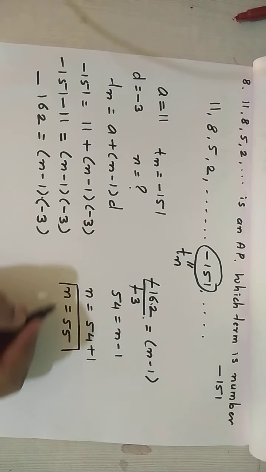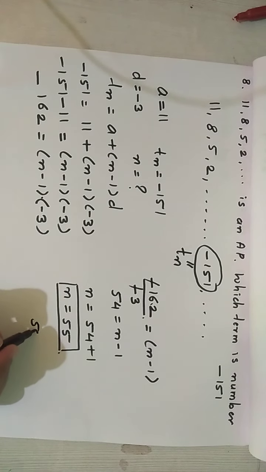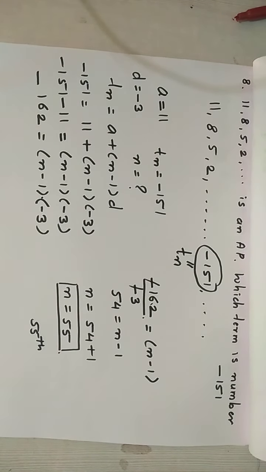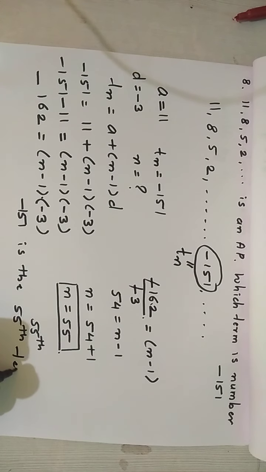That means the number minus 151 is standing on which position? It is standing on the 55th position. So you can write the final answer as: minus 151 is the 55th term of the given AP.